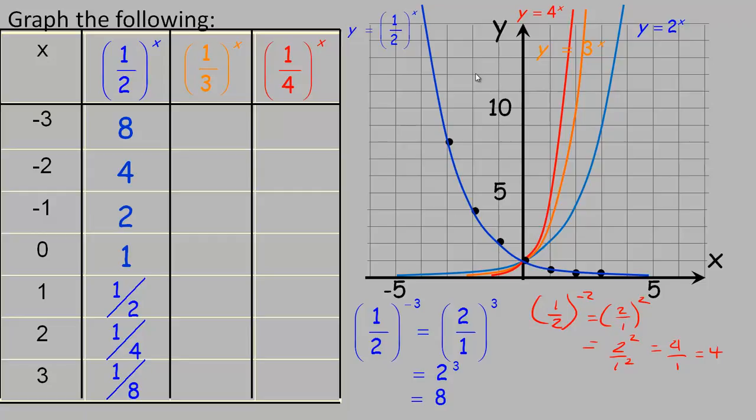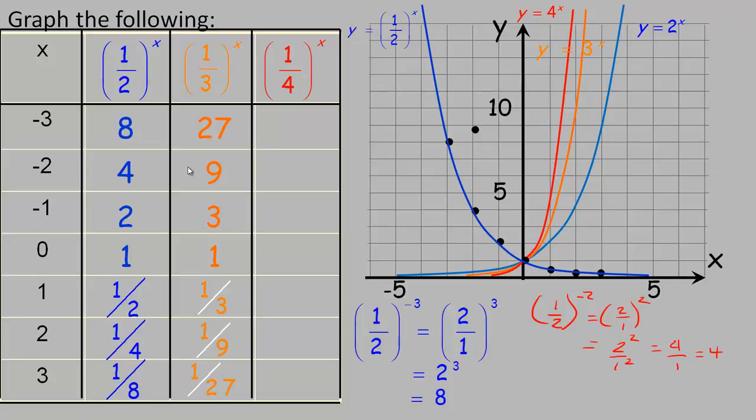of each other. So the 1/3 to the x, if you plug a -3 in here, it's going to be the same as 3 to the power of positive 3, which is 27. And again, the same values as the previous page. Not going to go through all of these. Same idea. And if we plot those, now we can't plot the -3, 27 because it's way too high up there.